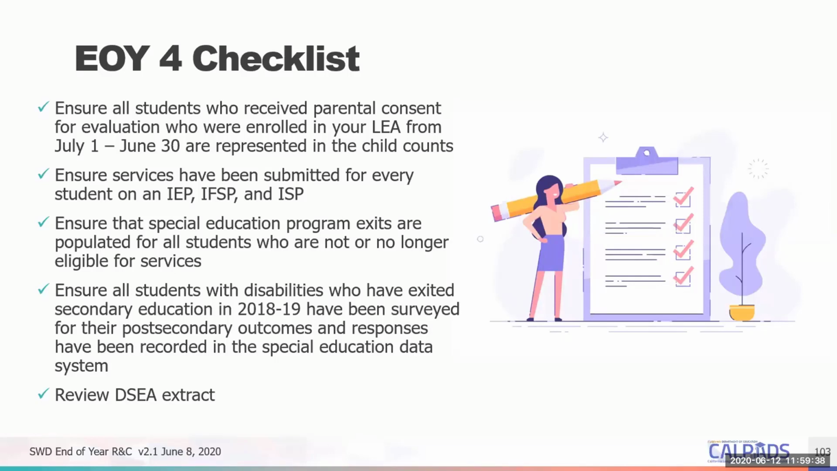Ensure that your special education program exits are populated for students who are no longer eligible for services. If they're still eligible, of course, you don't populate any program exit date. Make sure that you review the DSEA or the SIA, the District of Special Education Accountability extract, because it has implications on the California School Dashboard. And then ensure that you submit that PSTS record. These are students who left post-secondary education last year, the 18-19 school year.